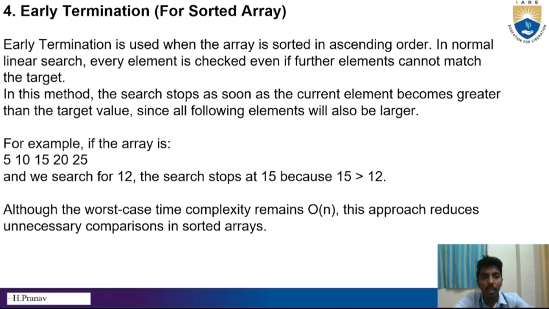For example, if the array is 5, 10, 15, 20, 25, and we search for 12, the search stops at 15 because 15 is greater than 12, although the worst case time complexity remains the same. This approach reduces unnecessary comparisons in sorted arrays. So early termination means early elimination of the remaining elements, until only the one particular element we want remains.